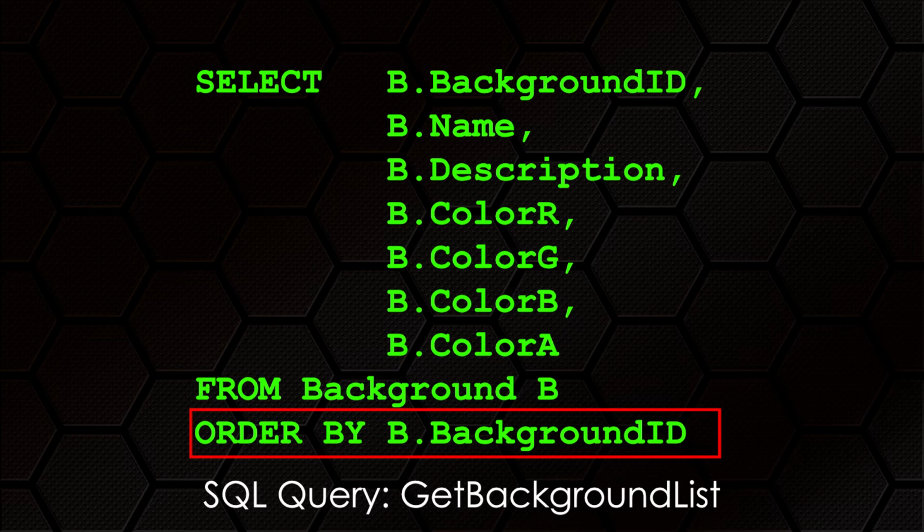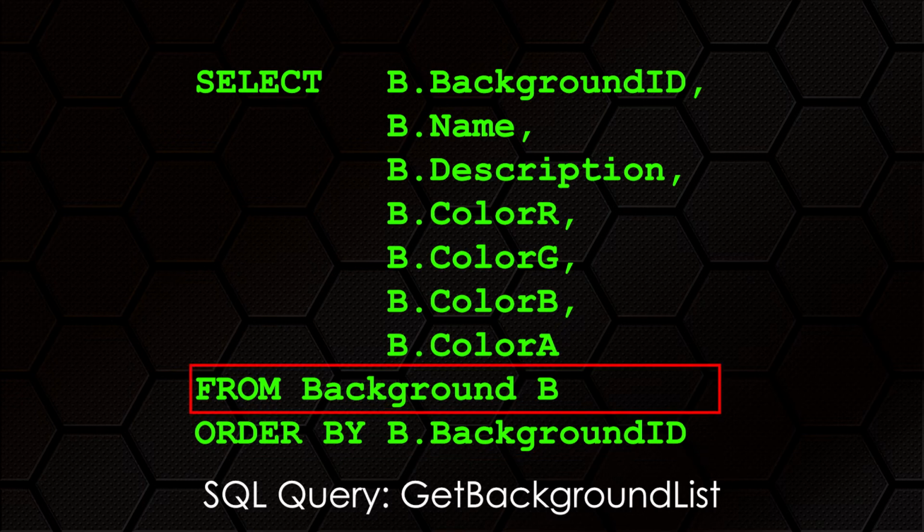using the background ID. In the second line, from, you might notice that as well as the name of the table, I added a B immediately afterwards. This is not required. It is just something I tend to do automatically after years of writing SQL. It's called an alias, and it just means we can refer to that table in the rest of the query as B instead of using its actual full name.